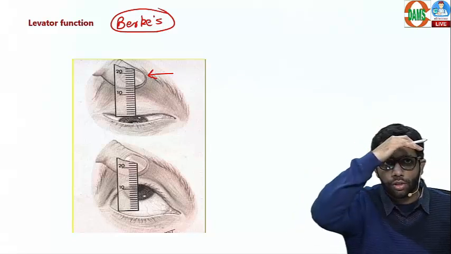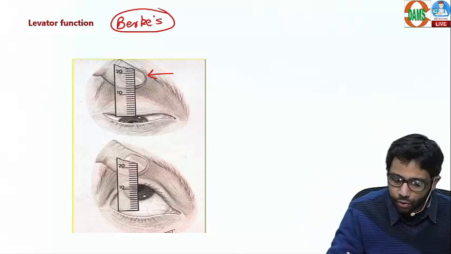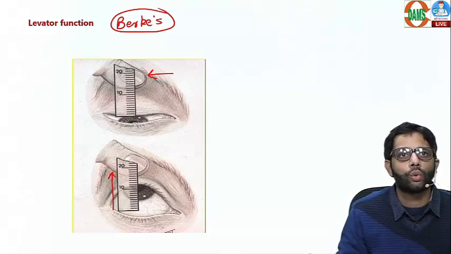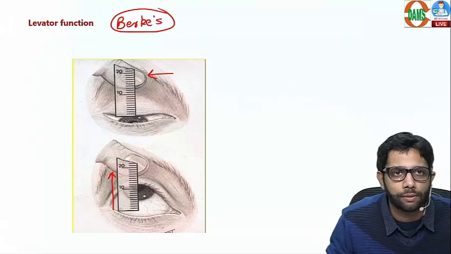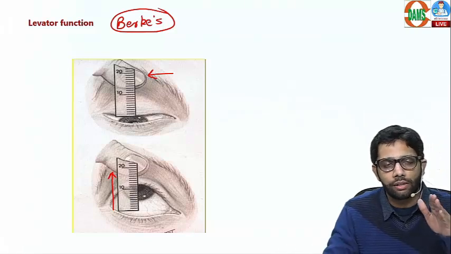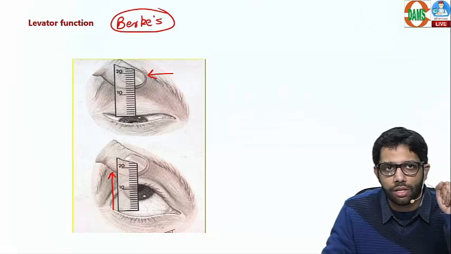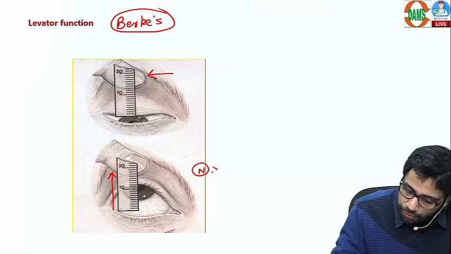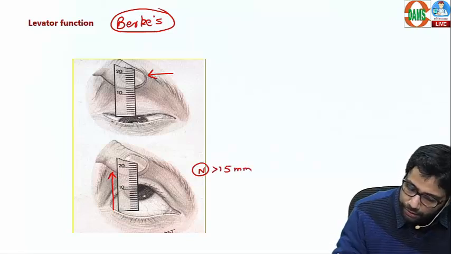The patient looks down. You block the frontalis and ask the patient to look up. This will give you the amount of ptosis. This is Burke's method. I'll show you in the examination. This is the most common examination skill which is asked to be demonstrated in the exam. And I told you already, the normal function is more than 15 millimeters.